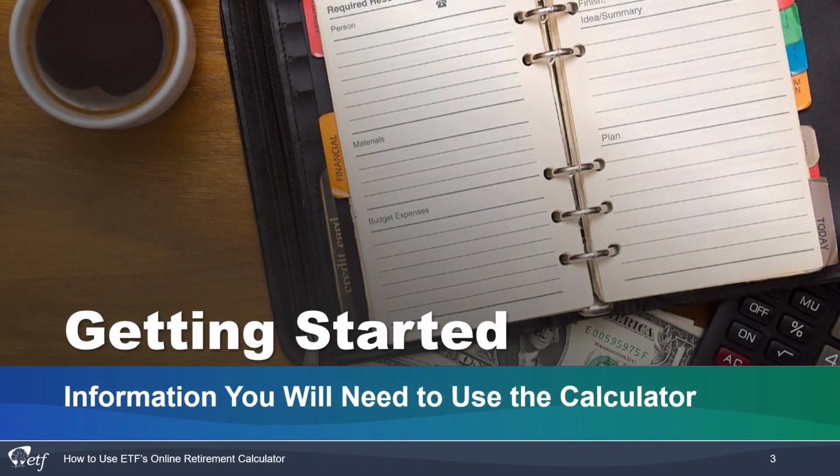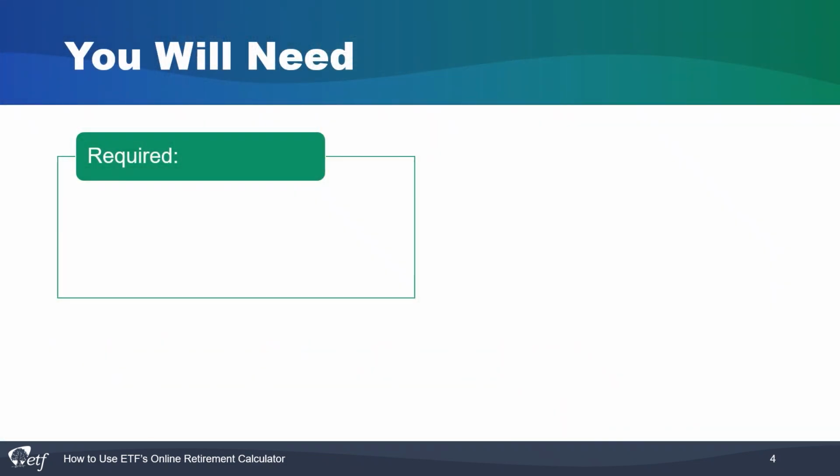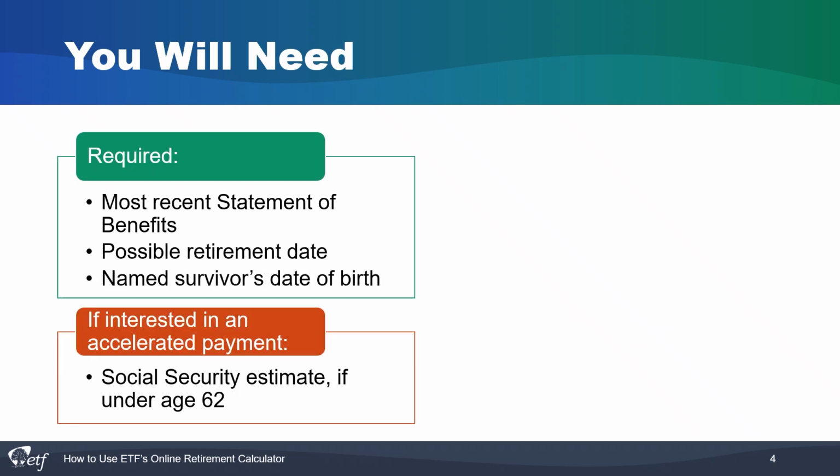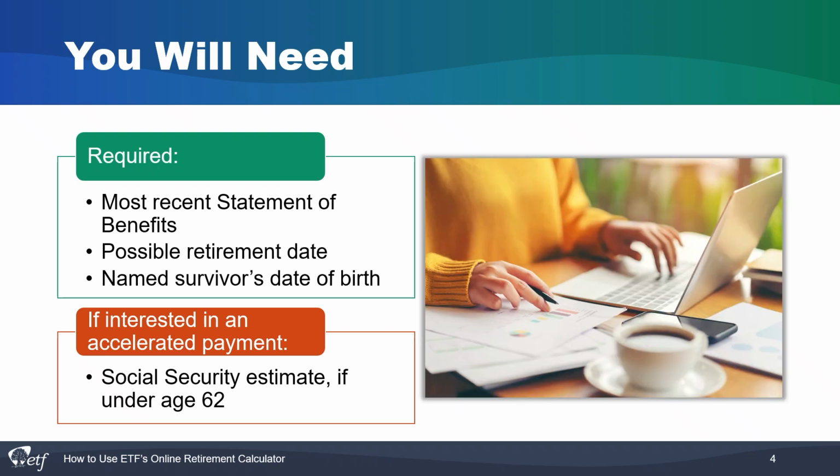Let's get started and gather information you will need to use the calculator. You will need the following: your most recent statement of benefits, your possible retirement date (you can enter different dates to compare if you're not sure), and your spouse or partner's date of birth if you would like survivor benefits. If you are interested in an accelerated payment, your Social Security benefit estimate would also help provide a more accurate accelerated payment estimate. We recommend using a computer or tablet to access the calculator on the ETF website.